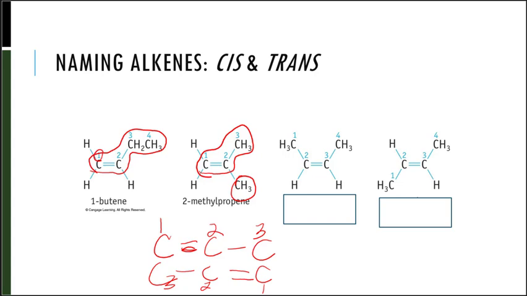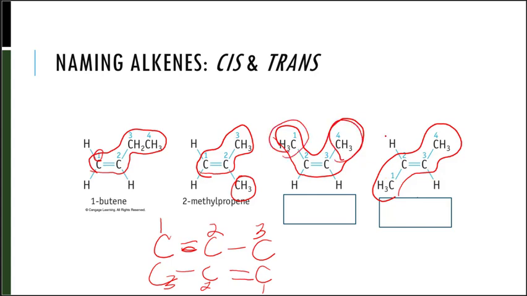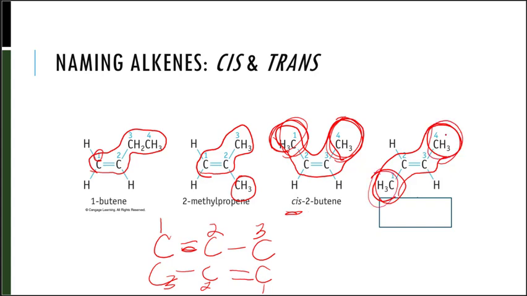Then we get to these 2. Let's look at the difference. I have 4 carbons in a row and I have 4 carbons in a row. But notice that these CH3s are on the same side and these CH3s are on opposite sides. So while they both have the double bond after carbon number 2, so they are both 2-butenes, the ends that are on the same side we say are cis-2-butene. And notice that these ends are on opposite sides, so we say trans-2-butene.